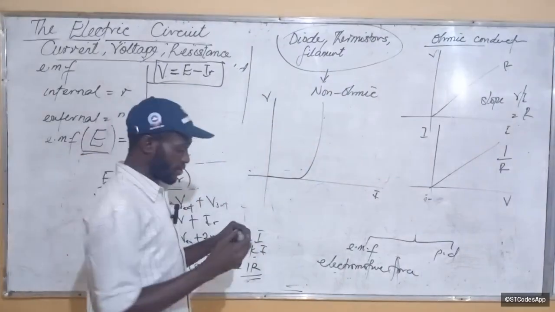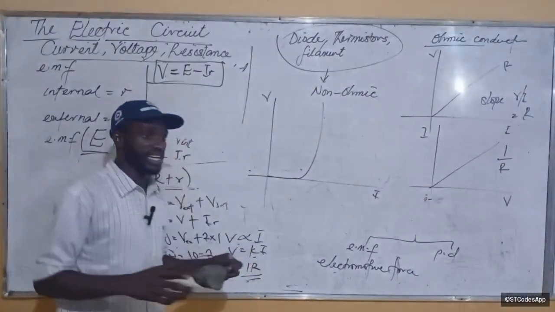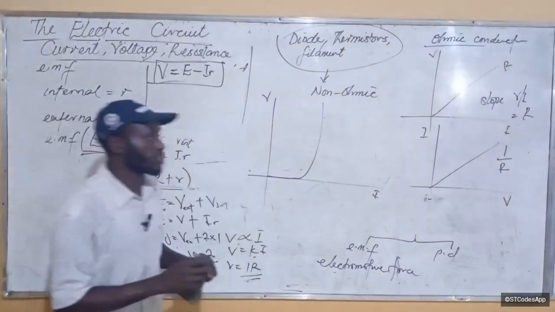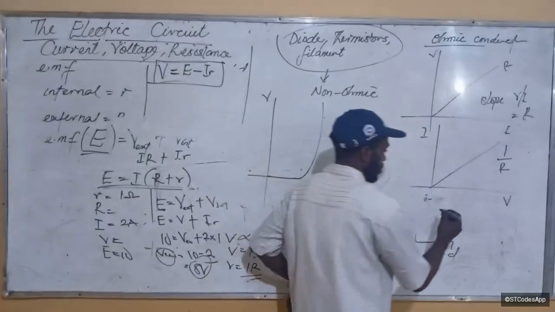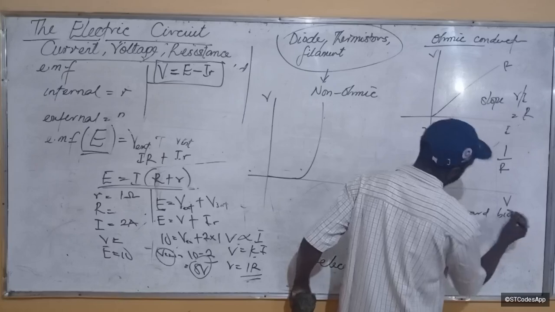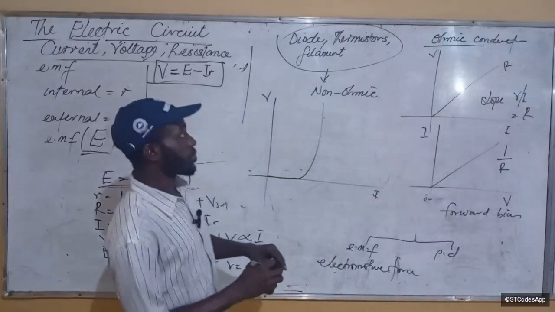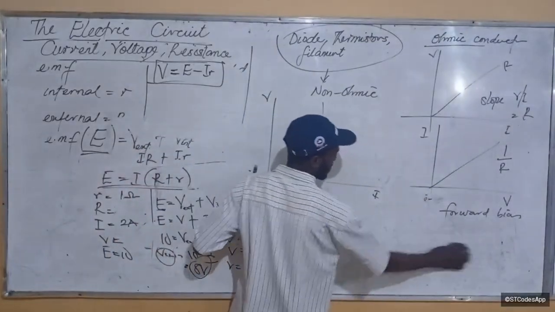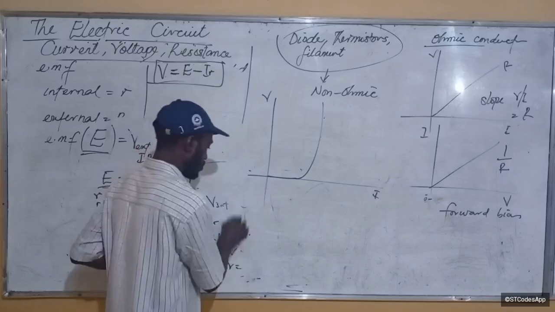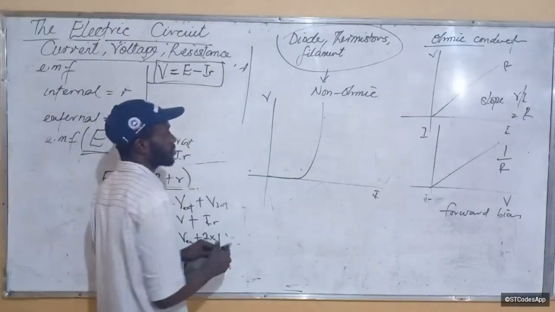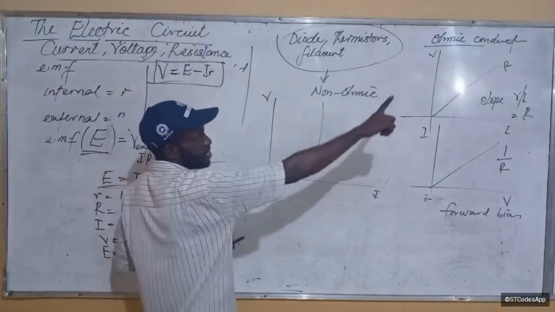Just in case you don't know, a diode is a device that can supply current in only one direction, and that direction is called the forward bias direction. That's why you can use a diode to convert AC to DC. I've talked about that in my previous videos, so just check those videos. But you see, this is a non-ohmic conductor. The graph is not a straight line like that.